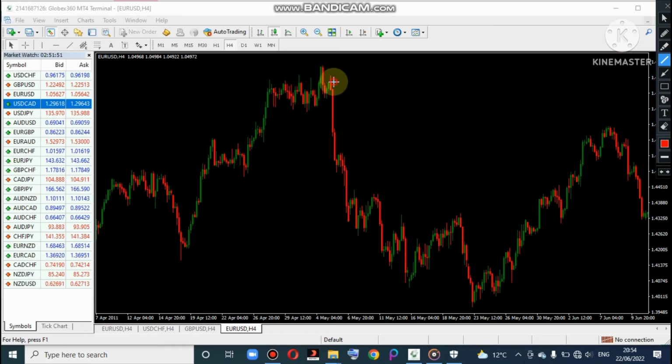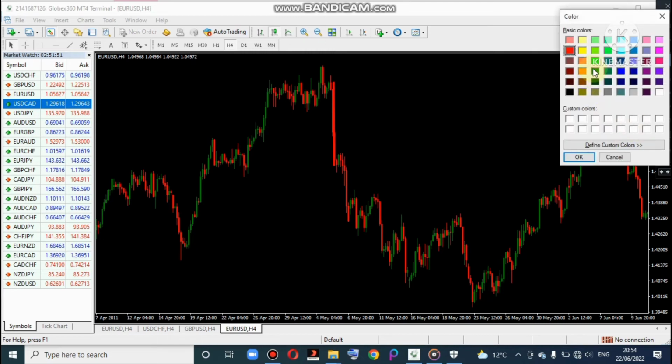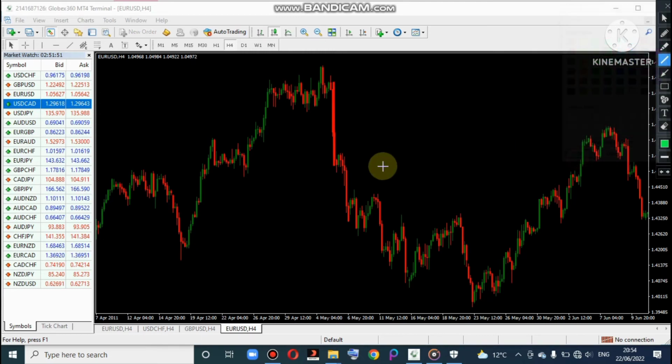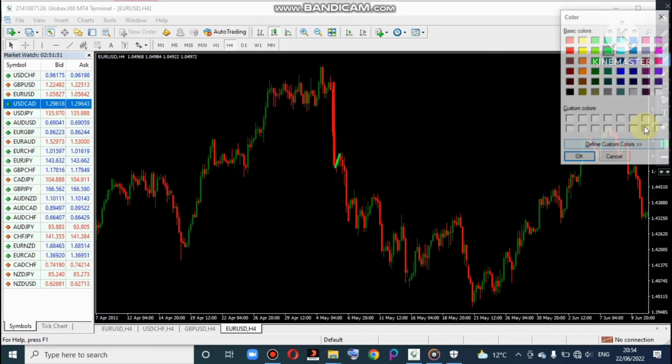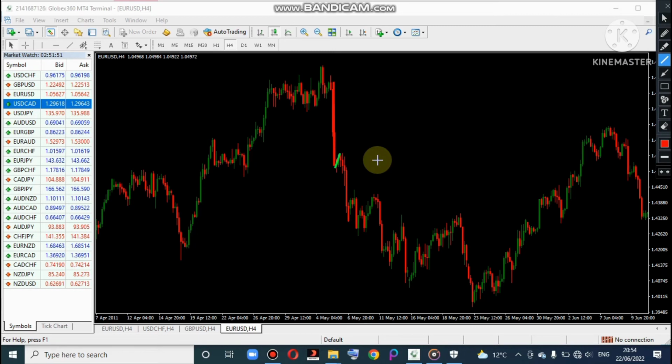Look at this. The price went down like this with 2 candlesticks on H4. You go to 1 hour, that's 8 candles. Look at this. One opposing candle. The price paused for a while here before it continued going down. You see?